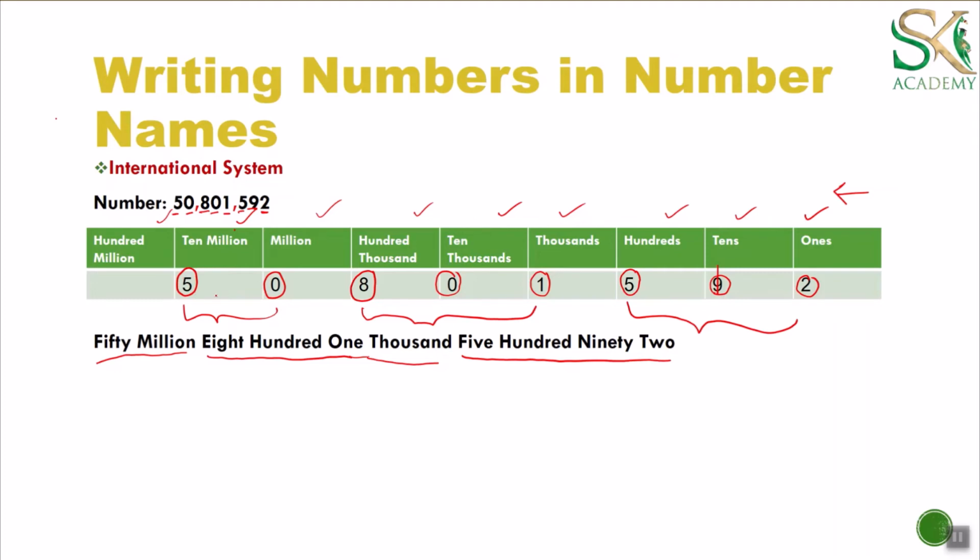So 50 is 50, and this one is million. Similarly 801, that is 801. So what is the place? Thousands. Correct. So 801,000. Similarly, 592, that is 592. Okay. So you need to consider how you write it with respect to the placement boxes. Okay. Now let us go to the next one.